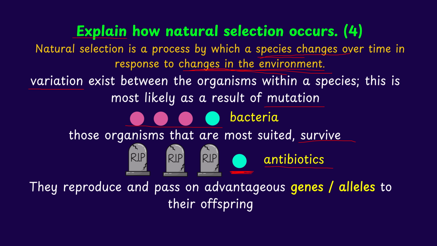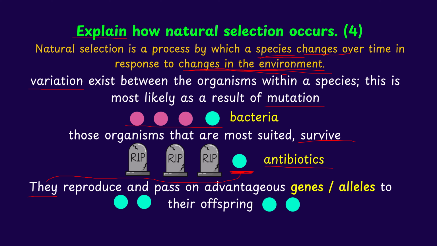All right, next point. They reproduce and pass on advantageous genes or alleles to their offspring. Who are the they that we're talking about? We're talking about these types that were able to survive the change in the environment. They will reproduce and pass on their advantageous gene or the mutation to their offspring. All right, so this is what the offspring or the new species will look like. They will all have that mutation. They will all be resistant to antibiotics.